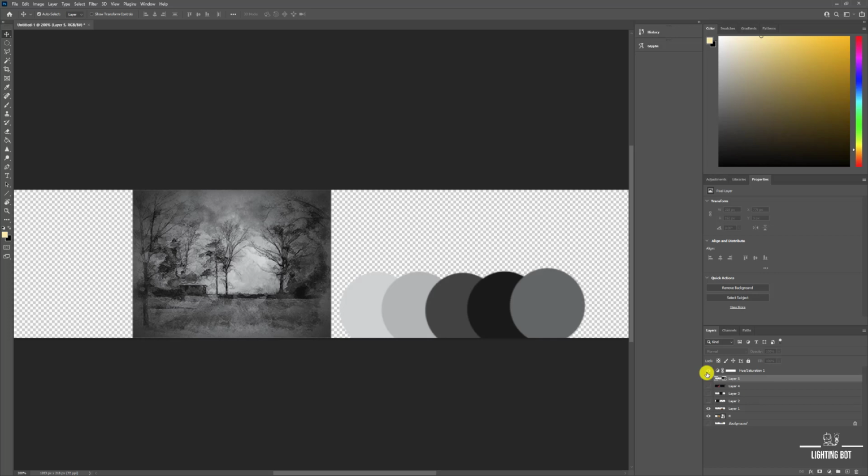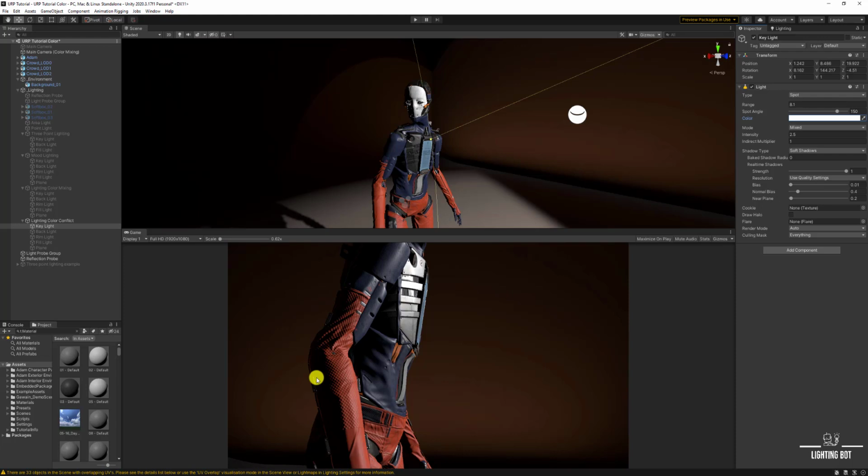Hopefully this video is short and concise, and it gives you an idea of how to deal with color when you're doing your lighting, be it Unreal or Unity in this case.